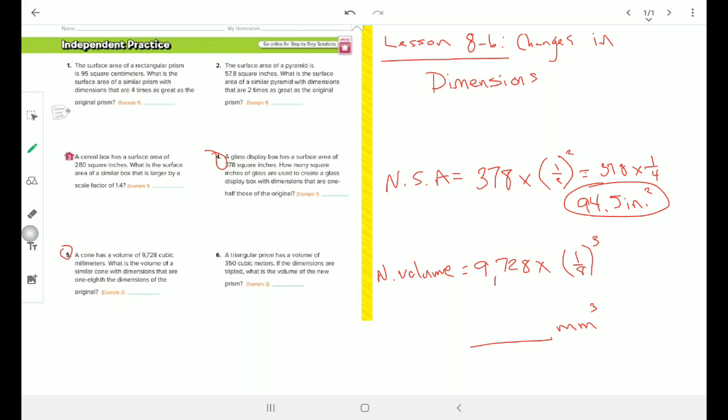and that's going to be millimeters cubed. Okay, so 1 through 4 are surface area, your scale factor is going to be squared. 5 and 6, you're talking about volume, so your scale factor is going to be cubed.